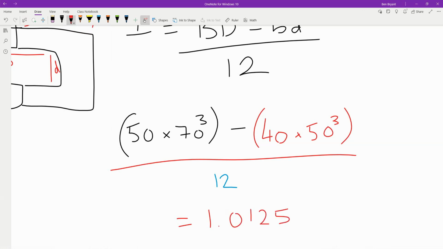1.0125 times 10 to the power of 6 millimeters to the power of 4. So that's the way you've worked out our second moment of area across our I-beam, just by taking our two areas and rolling it through.